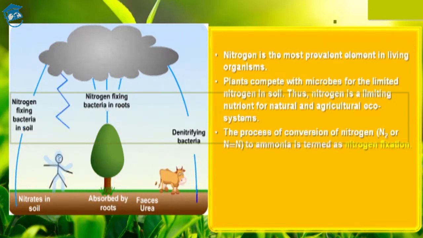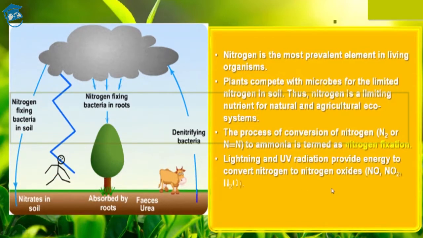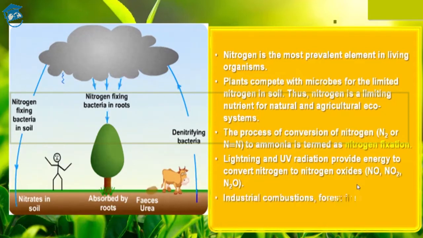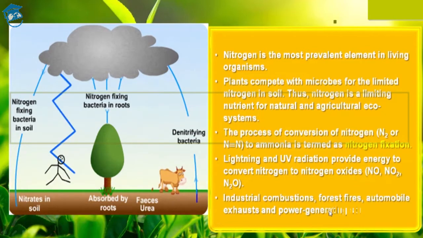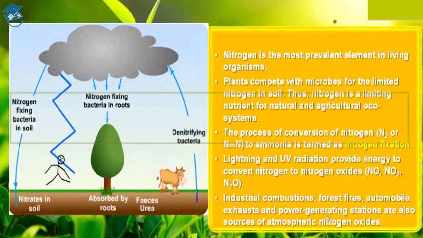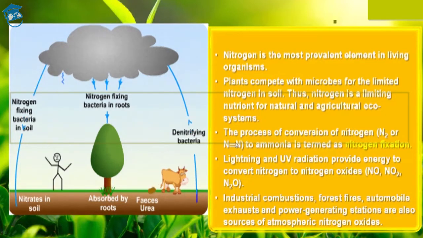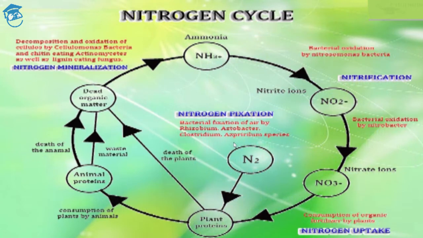Okay, the process of conversion of nitrogen to ammonia is termed as nitrogen fixation. Lightning, as you can see, provides energy to convert nitrogen to nitrogen oxides. Industrial combustions, forest fires, automobile exhaust and power generating stations are also sources of atmospheric nitrogen oxides. Please note that. Okay, so this is the nitrogen cycle.